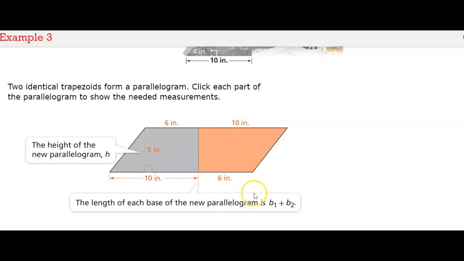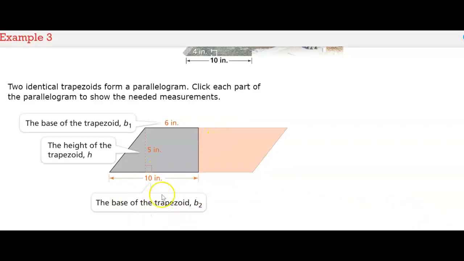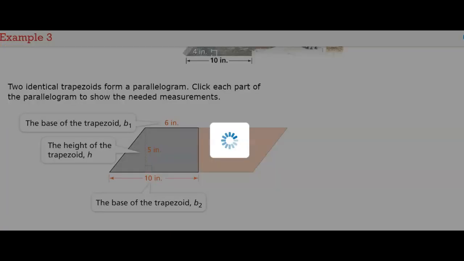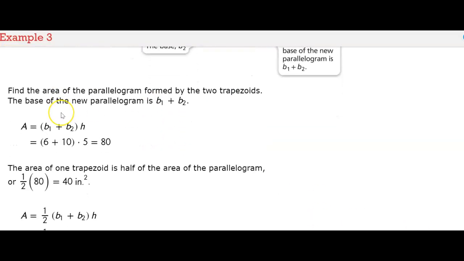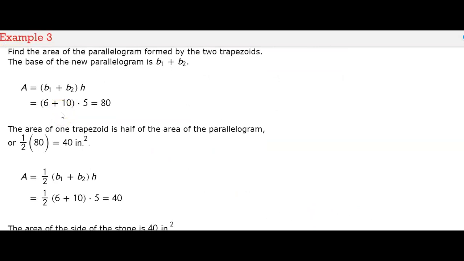The height for both would be the exact same. So the length of the bases will be base 1 plus base 2, and that's in both cases here. And then we take the formula for a parallelogram, and we have area is equal to base 1 plus base 2 times the height. So remember, I mentioned before that when you have a parentheses and a variable or number right next to each other without a multiplication symbol, it still means to multiply. So that's why it's multiplied by h.